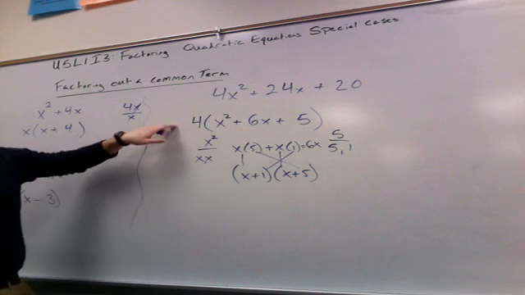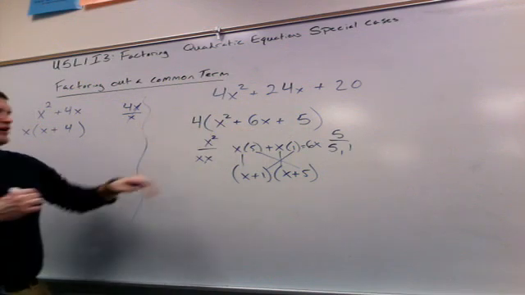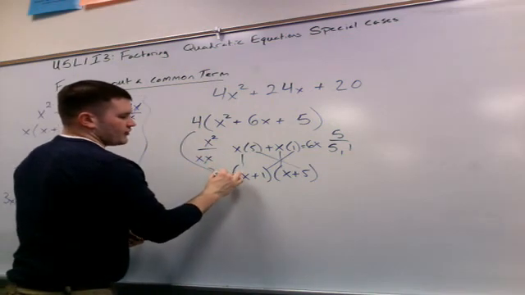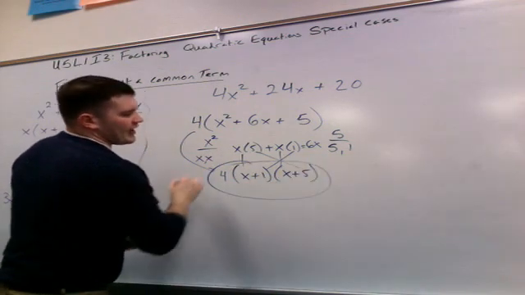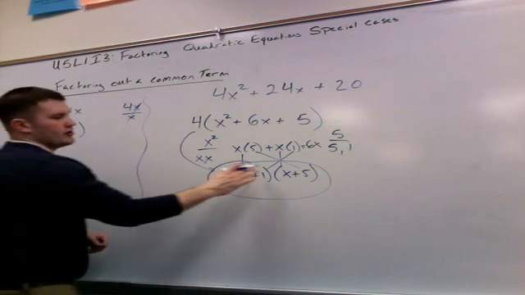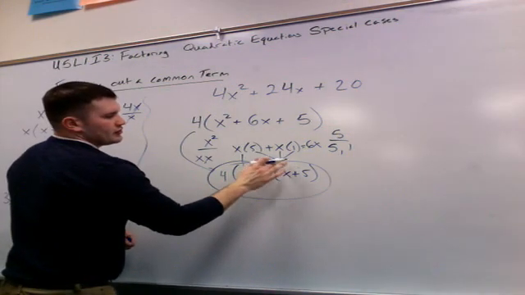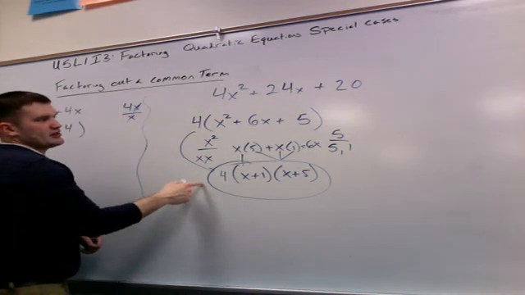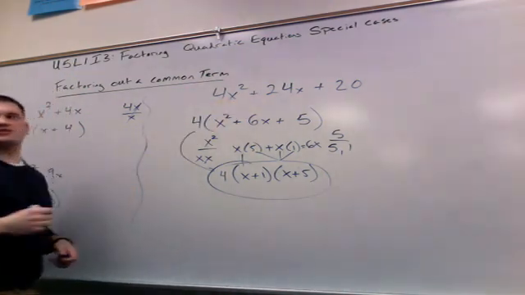So what do I have to do with that 4? Bring it down. This 4 comes back out front. So then that's, right, 4 times x plus 1 times x plus 5 is the factor version of this.